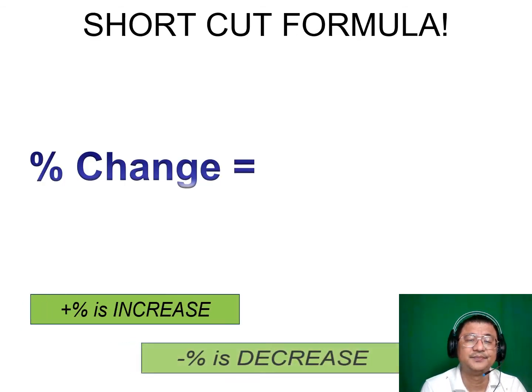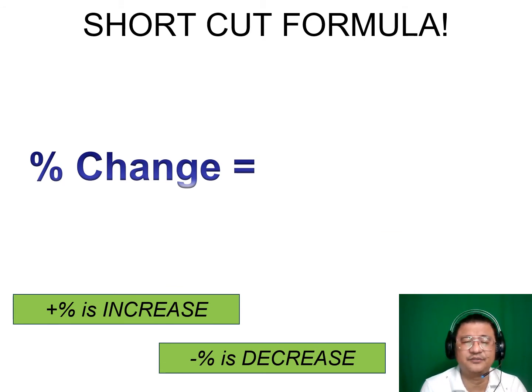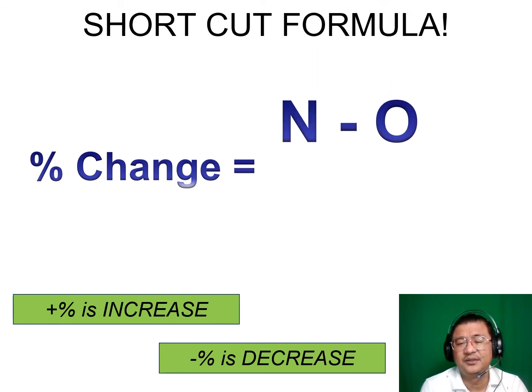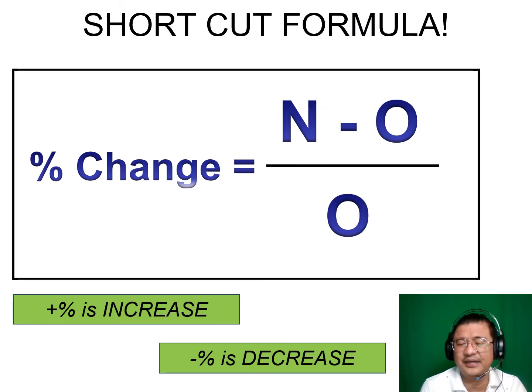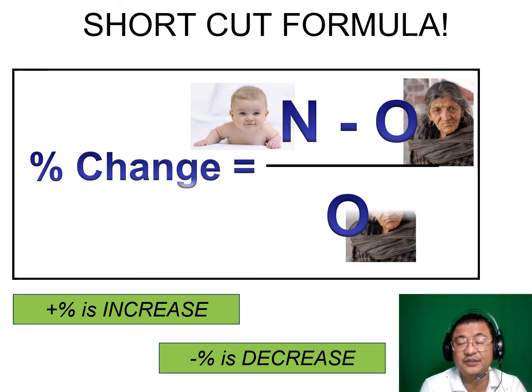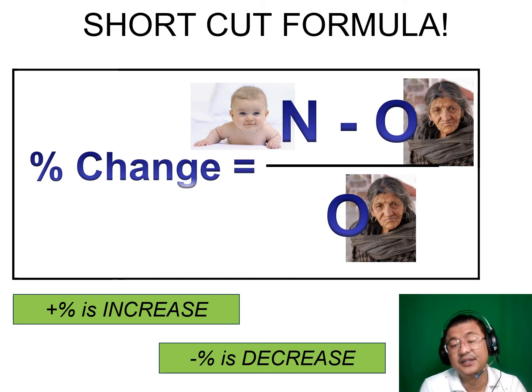decreases. Now, to make a shortcut formula, I could always write this: n minus o over o, so that you have a guide. No o. Percent change is N minus O, divided by O. That means the new minus the old divided by the old. Don't divide by the new. And if it's positive, it's an increase. If it's negative, it's a decrease.